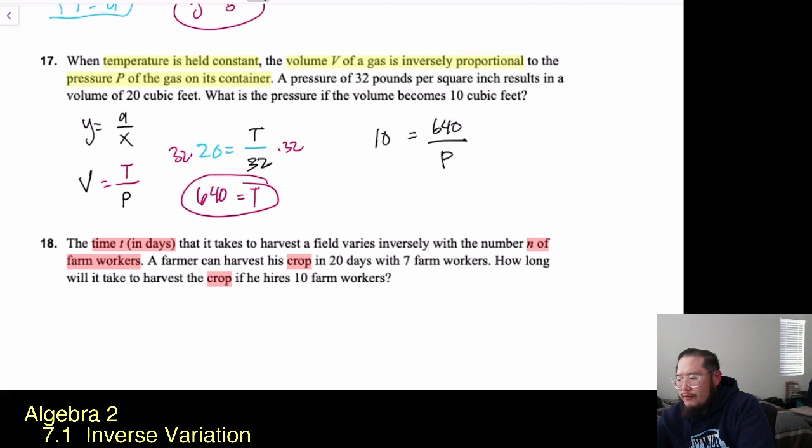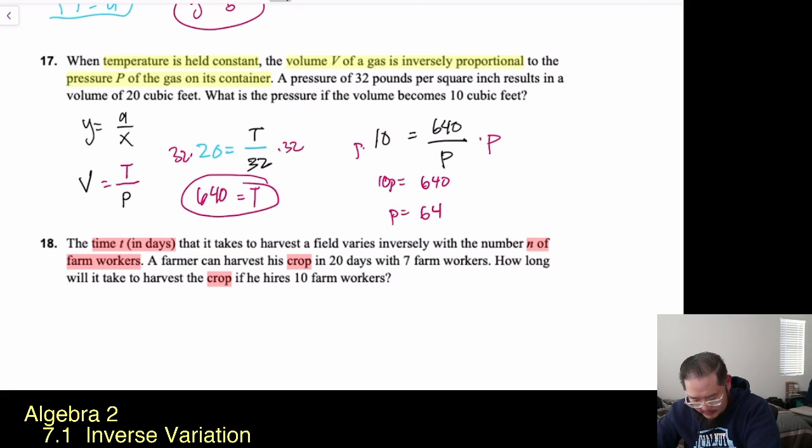All right, so after I found T, I now plug that into my equation, and then I can go ahead and solve for P here. Multiply both sides by P. I've got 10P is equal to 640. Divide both sides by 10, and I end up with now 64. And there you go. The pressure ends up being 64. Okay? All right, 64 pounds per square inch would be the official answer right there.